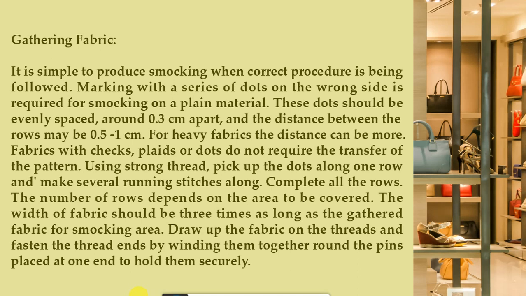Fabrics with checks, plaids or dots do not require the transfer of the pattern. Using strong thread, pick up the dots along one row and make several running stitches along. Complete all the rows. The number of rows depends on the area to be covered. The width of fabric should be 3 times as long as the gathered fabric for smocking area. Draw up the fabric on the threads and fasten the thread ends by winding them together round the pins placed at one end to hold them securely.